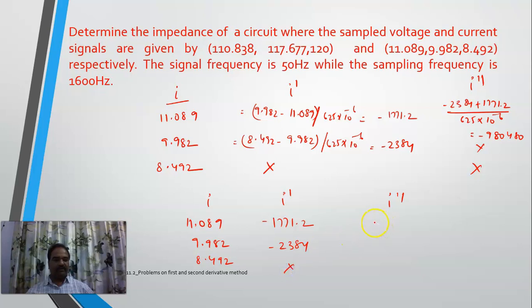I don't get any value here. Here it is minus 980480. I don't get any values here. So this is a set of I values which I have obtained. I'll employ these to determine the impedance value.